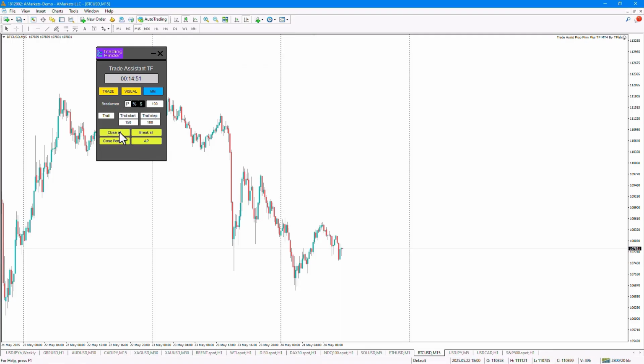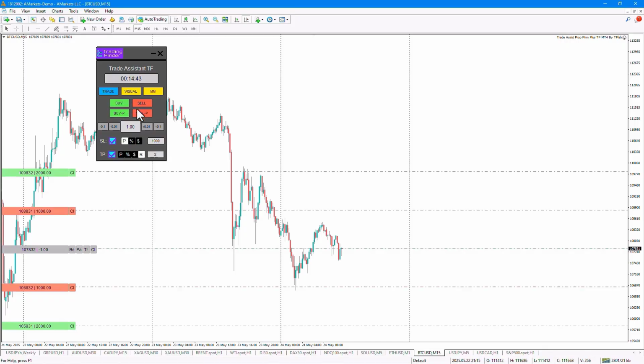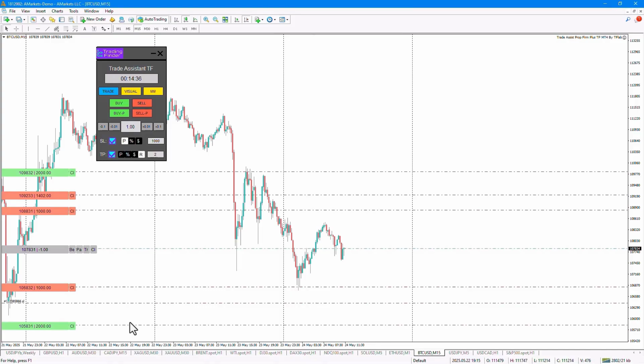The next options are related to close all, break all, and close pending. If I have executed several trades here and I want to close all of my open trades at once, I can simply select the close all option. By choosing this feature, every open trade I currently have will be closed automatically in a single step.